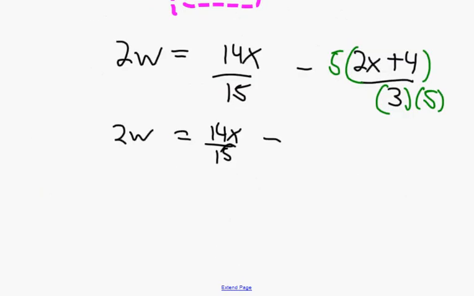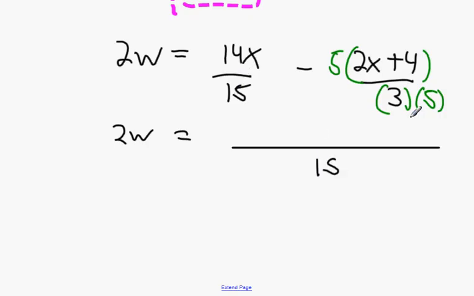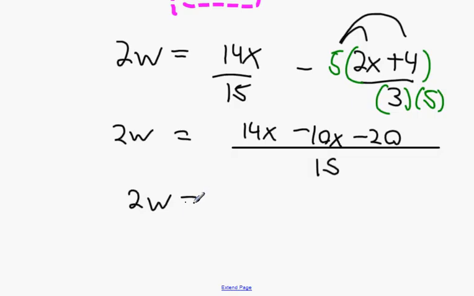What we're going to do in this line is, we're actually going to make sure that it's one big line, okay? And the one big line has a 15 underneath it, because they're now both 15, aren't they? So this is 14x minus 5 times 2x minus 10x minus 5 times plus 4 minus 20. 2w therefore is equal to 4x minus 20 over 15.